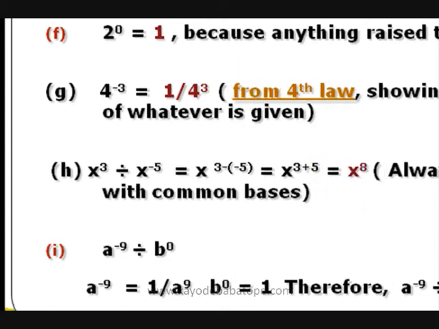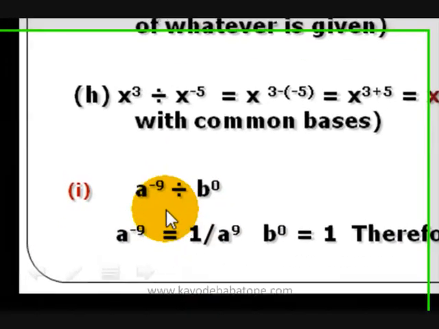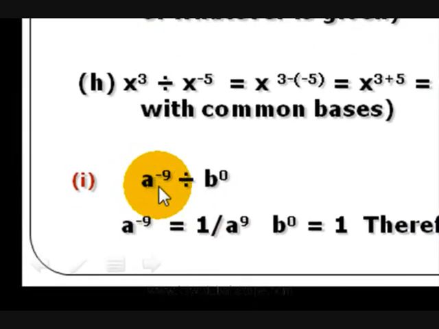Now check this out. a raised to power minus 9 divided by b raised to power 0. Take note that anything raised to the power of 0 is equal to what? 1. So practically what you have here is just a raised to power minus 9 divided by 1, which is the same thing as a raised to power minus 9.